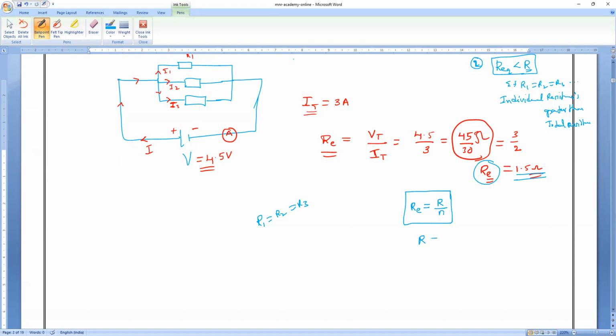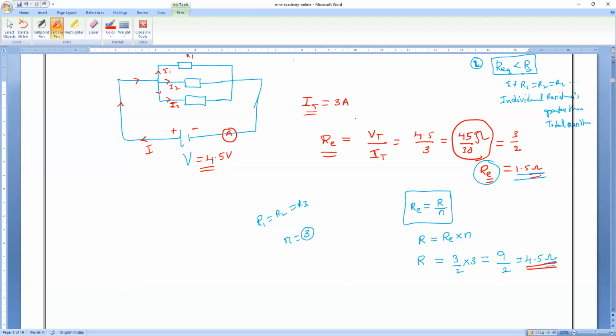So the individual resistance is equal to effective resistance into N. In the first case, N is equal to how many? 3. So the individual resistance is equal to effective resistance into the number of bulbs, which is 3. So 3 times 1.5 is 4.5 ohms. Now, all of you clear, guys? Anything wrong, Hari? No, okay? Is it clear? Yes, sir.